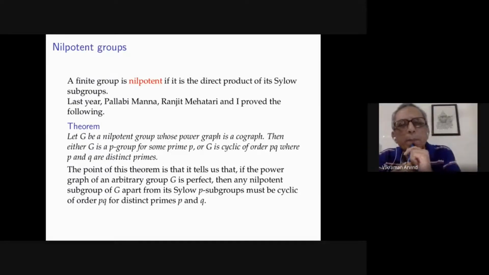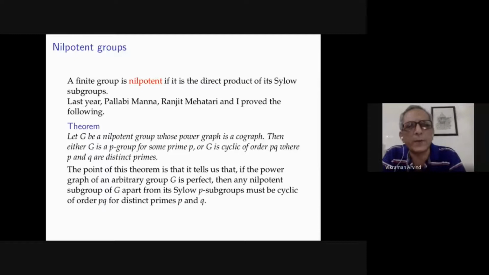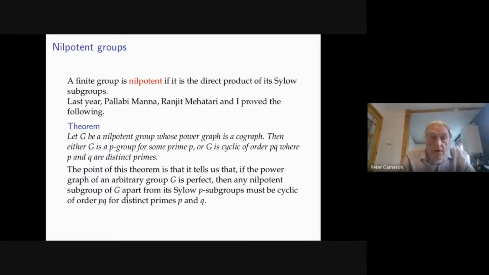So if the power graph of an arbitrary group is going to be a cograph, in particular, all its Sylow p-subgroups must be cyclic. No. There's no restriction on the Sylow p-subgroups. If you take any group of prime power order, then its power graph is a cograph. So there's no restriction on the Sylow subgroups.